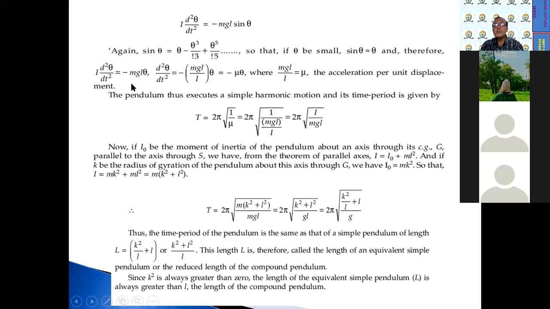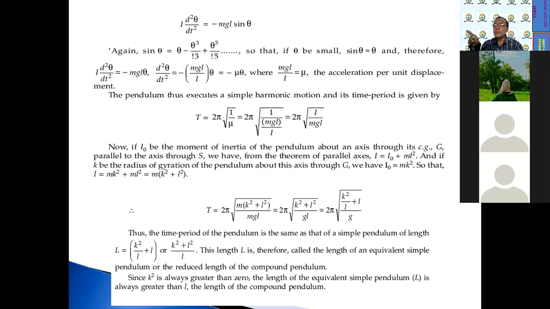So what equation has this become? Now d2 theta by dt square plus mu theta is equal to 0. Yesterday I told you that this is the differential equation of motion of this pendulum.